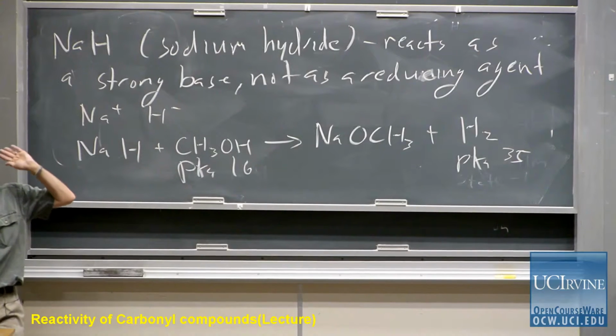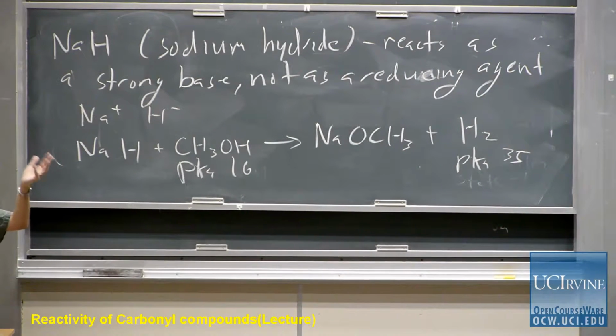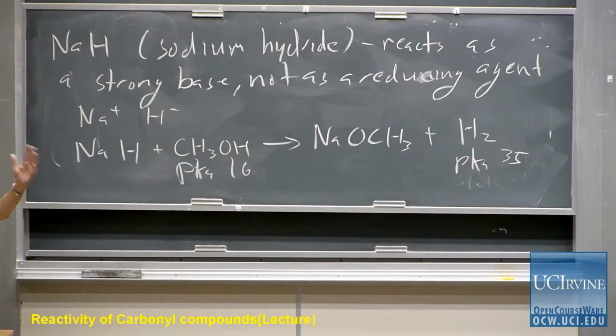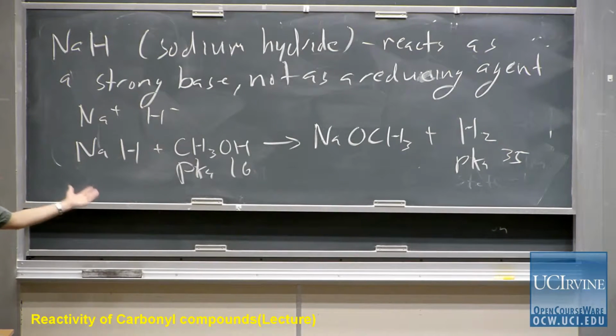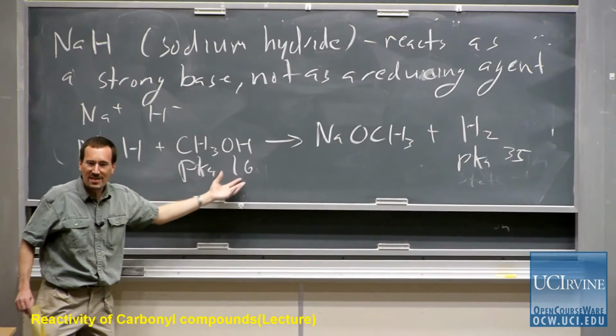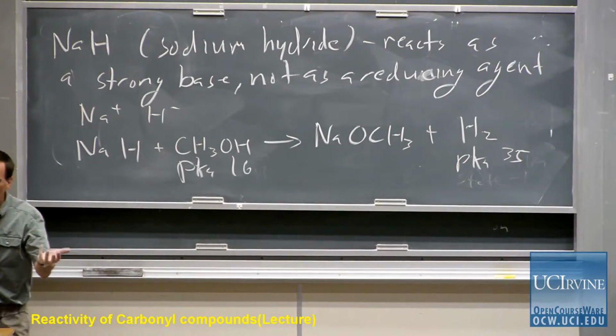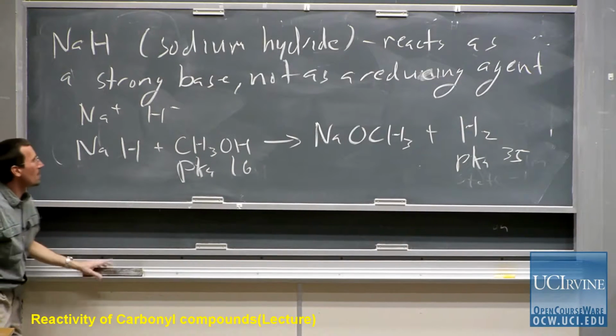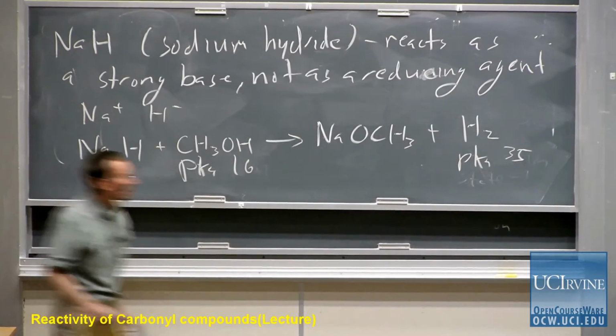So that reaction, I won't even write it as an equilibrium. That reaction lies way, way, way to the right. pK of 35, pK of 16, difference of 19. If I were to write an equilibrium constant, it would be 10 to the 19th, just massively on the right. So that reaction ends up reacting as a base.